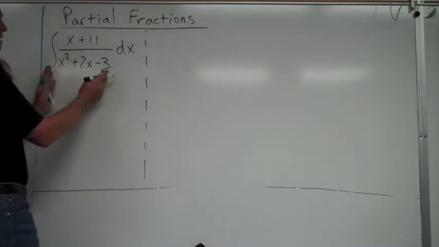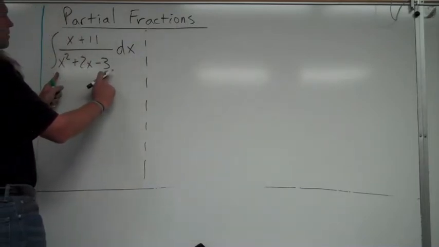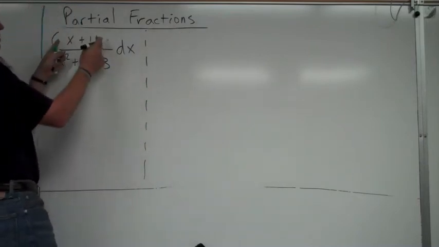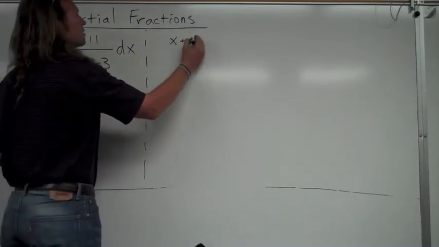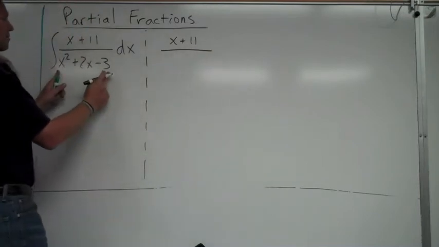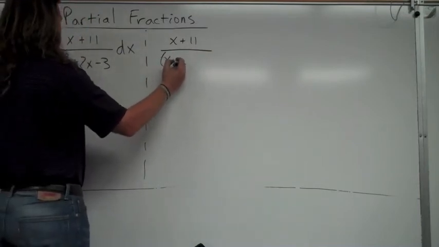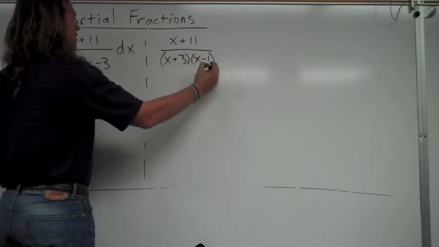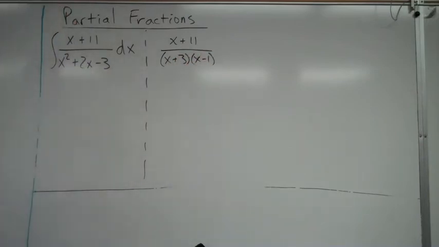Alright, so the first step's the same. I'm going to factor out the bottom. And now when I write this over here, it's not going to be 1 over the factored version of the bottom. It's going to be x + 11 over the factored version of the bottom. So in this case, it's going to be (x + 3)(x − 1). Make sure that looks right. That looks correct, yeah.